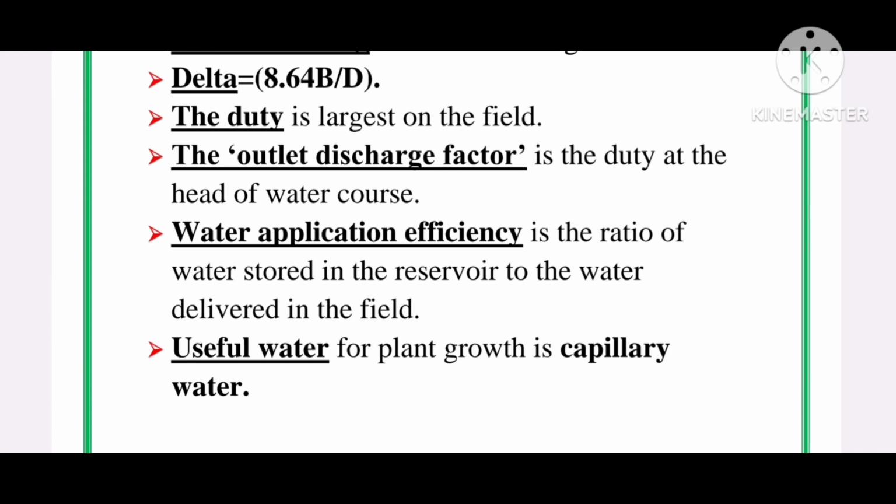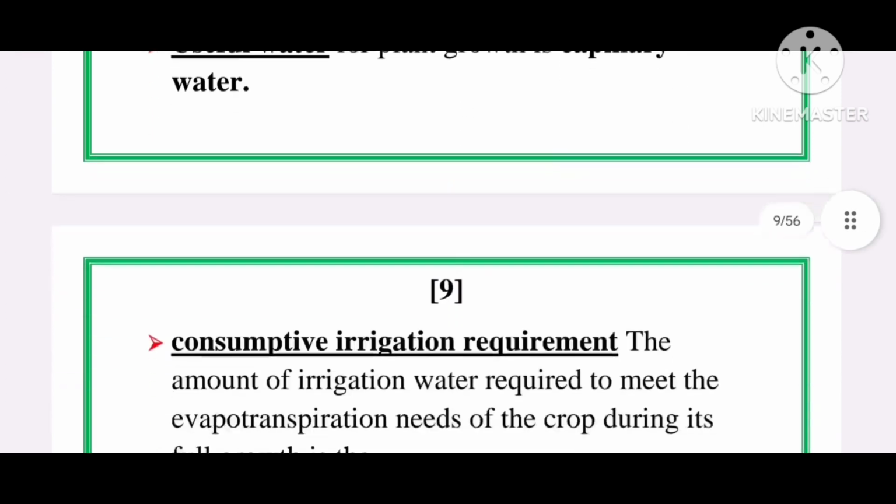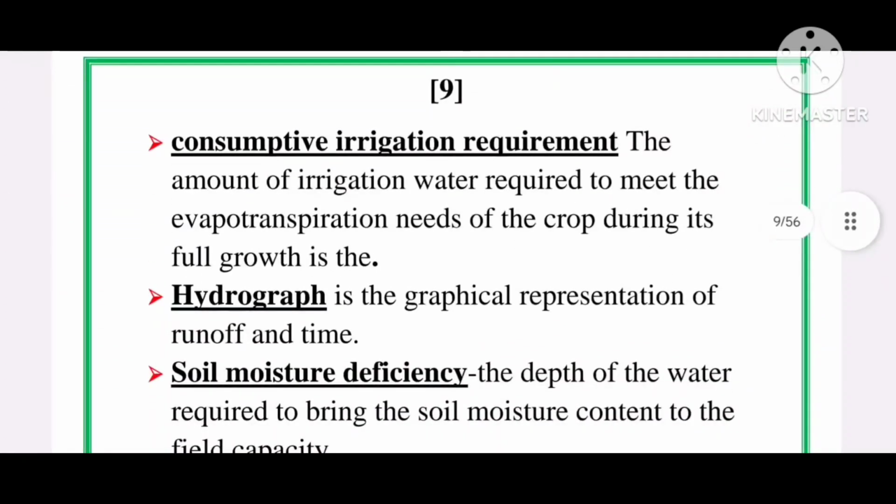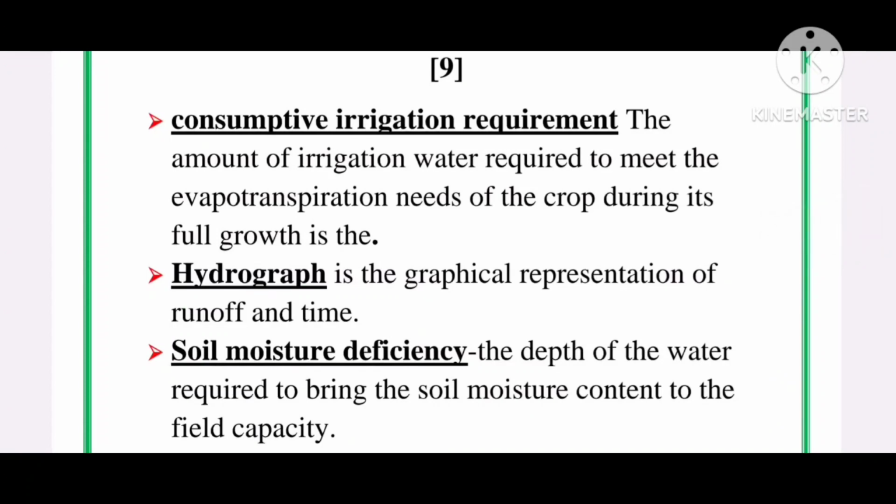Next, useful water for plant growth is capillary water. Very good point. Next, consumptive irrigation requirement. The amount of irrigation water required to meet the evapotranspiration needs of the crop during its full growth is called consumptive irrigation requirement.